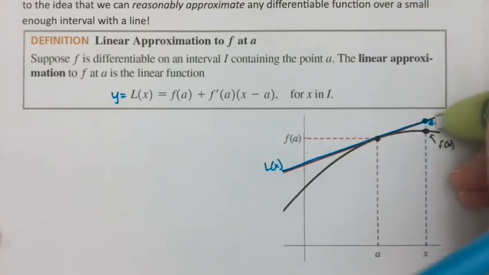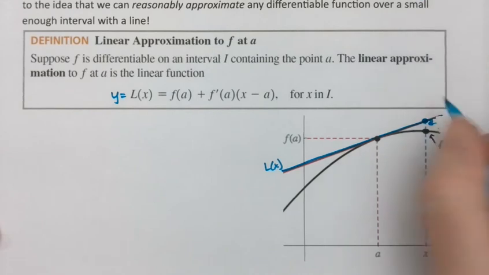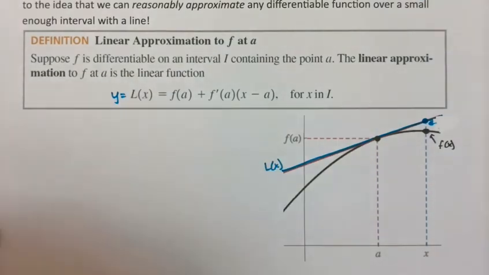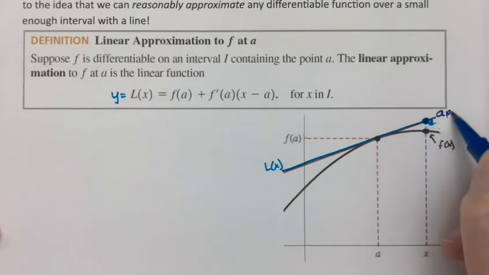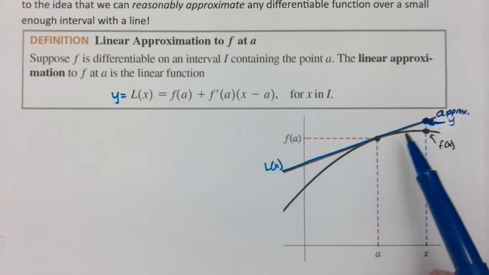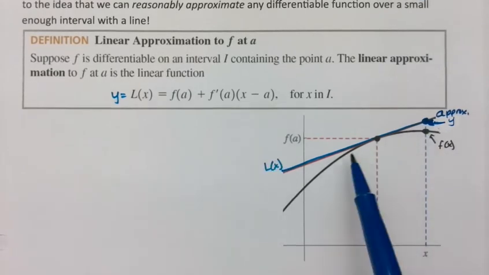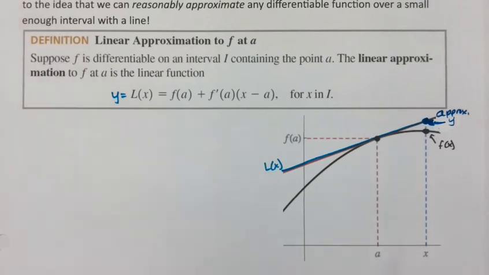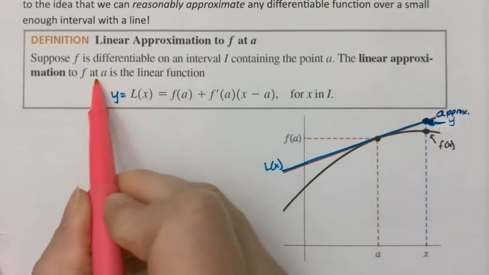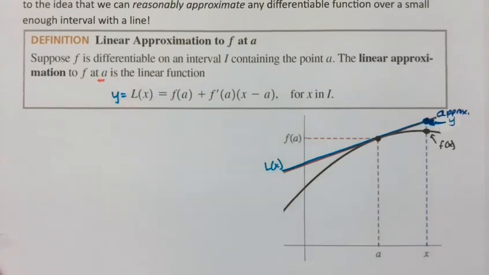Oh, here, let me write that up. Approximation. Approximate y value is right there. So I'll use the equation of the tangent line, L of x, to find that. Well, how do we find the equation of a tangent line that's close to it? What you do is you pick a value for a that's close to what you wanted, right? So a is close to what you were looking for.